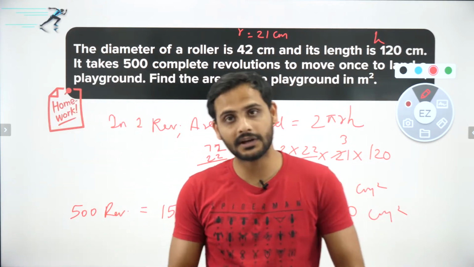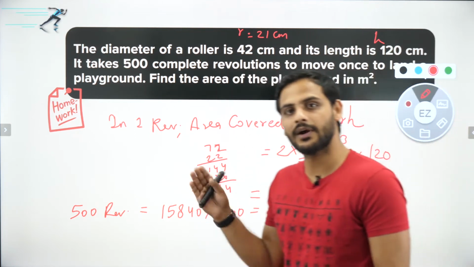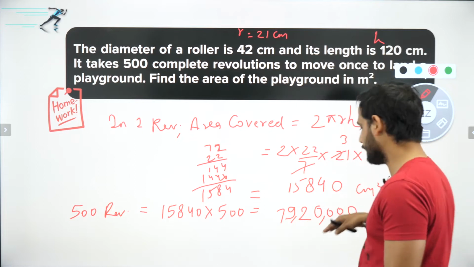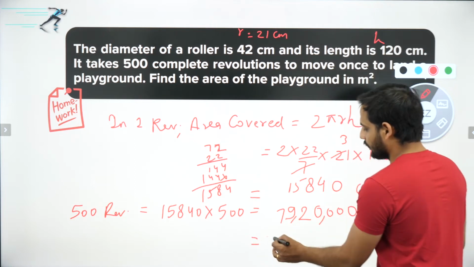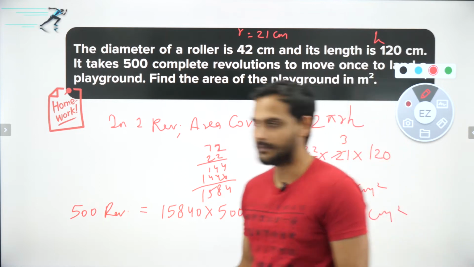Some of you have given me the conversion from centimeter square to meter square. When we convert centimeter square to meter square, we divide by 10,000. So we also get 792 meter square. Both of them are correct.